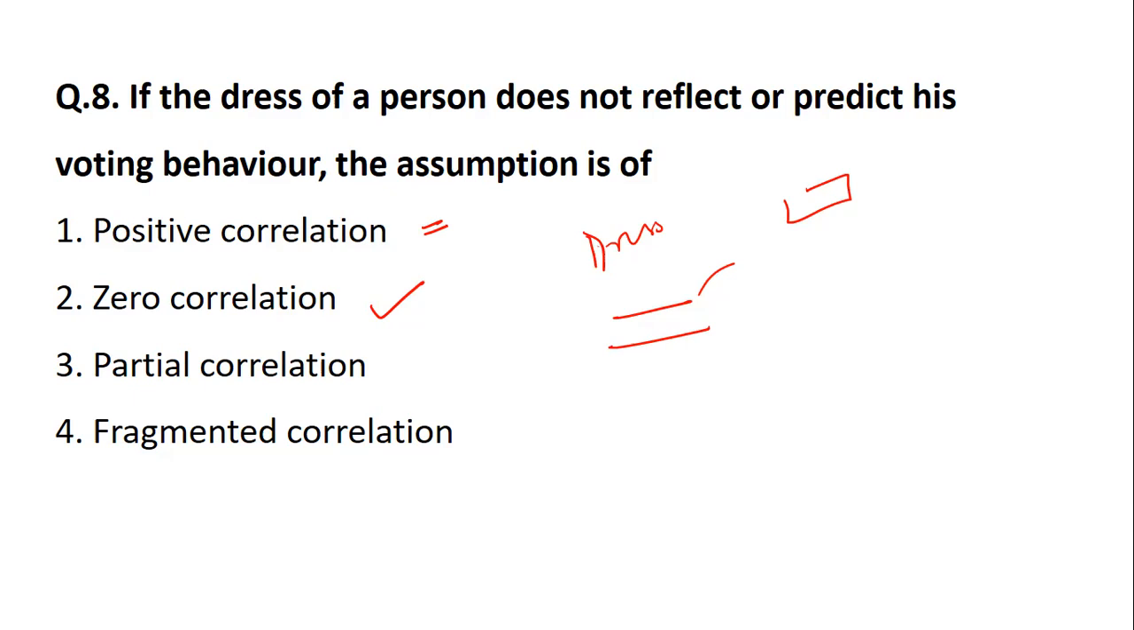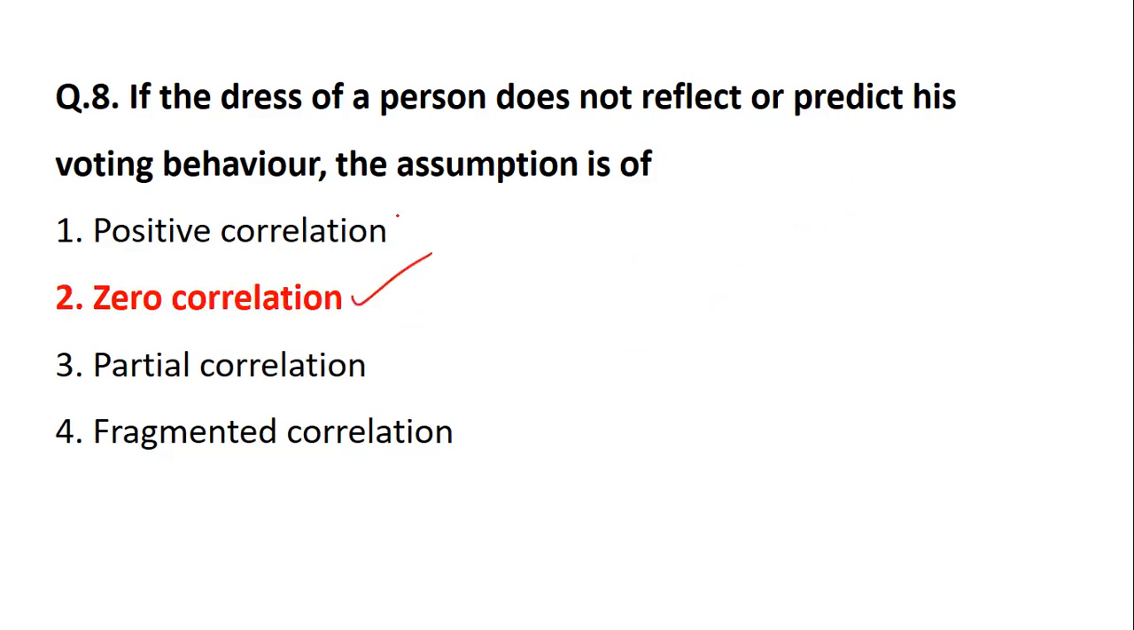So if these relations are given and you are told an example, the dress does not tell about the voting, there is no matching at all. Such a correlation will be called zero correlation, where there are no identical things at all, right?